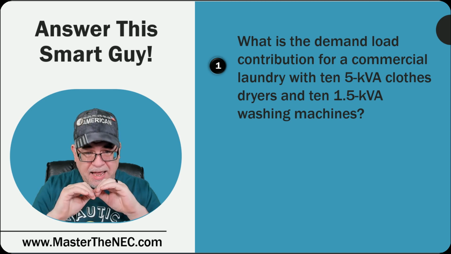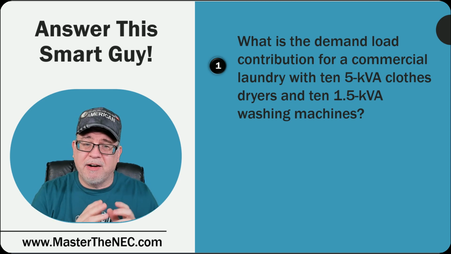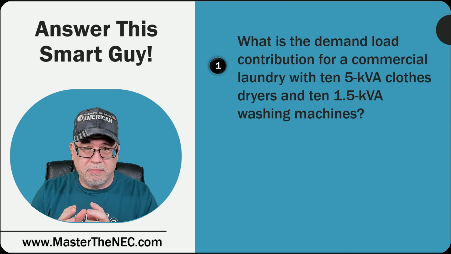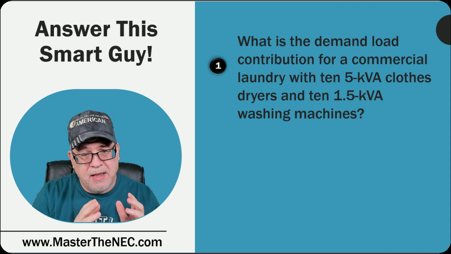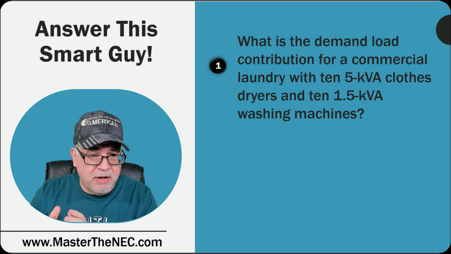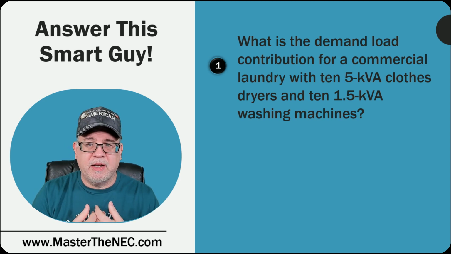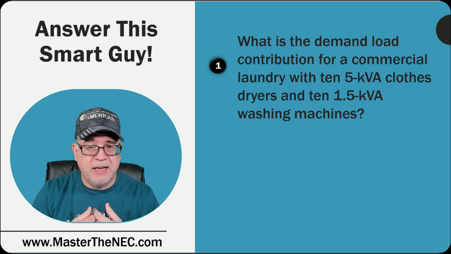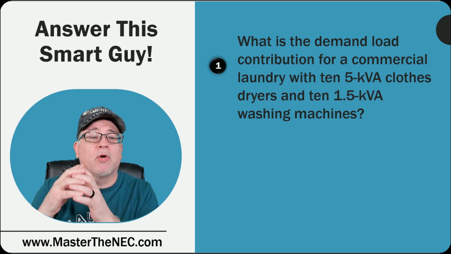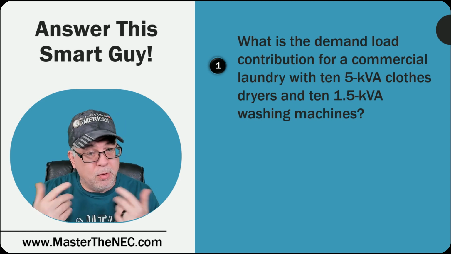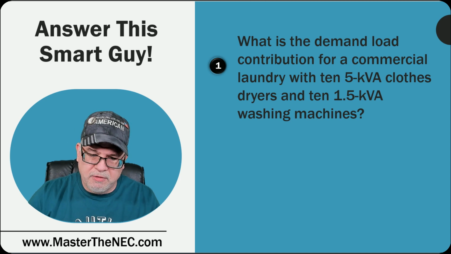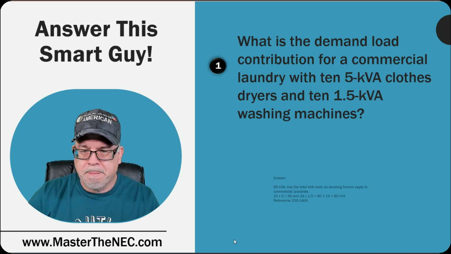Now, if you wanted to add each one of them independently to find out what their actual amp draw is individually, that's pretty easy to do. You simply take the total kVA and you divide it by either 240 for the dryers or 120 for the washing machines. But what we're looking for is a demand load contribution for the laundry. So we're going to work this out, and it's going to be a total value that we're going to put towards our load calculation if we were doing a load calculation for a laundromat, for example.